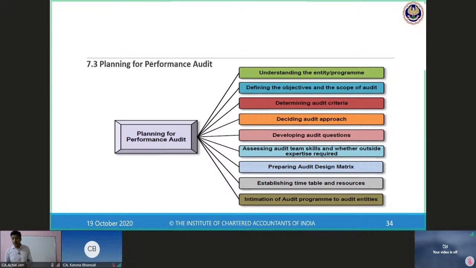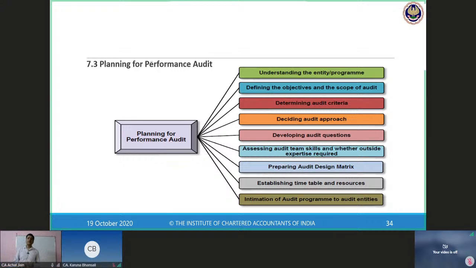Then comes the next point, that is about determining the audit criteria. Now, what is going to be the criteria? Criteria will be specified in the scoping itself, because management, or you can say the authorities, must have laid out a criteria which the entity should have fulfilled. So let's suppose criteria required that a dam is required to be constructed with a particular expenditure and which will achieve a certain objective.